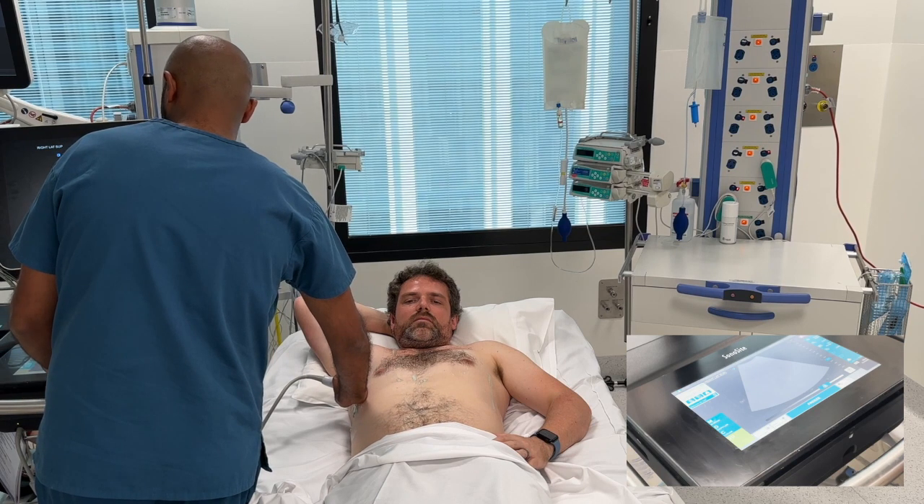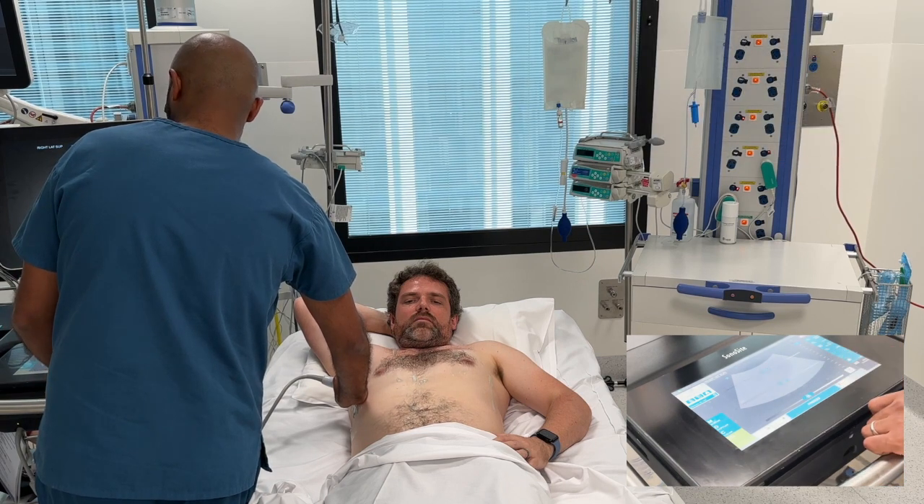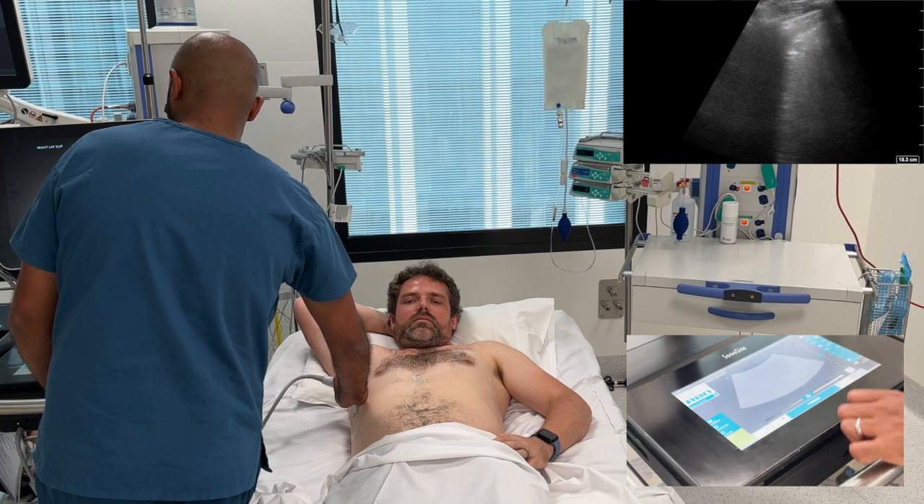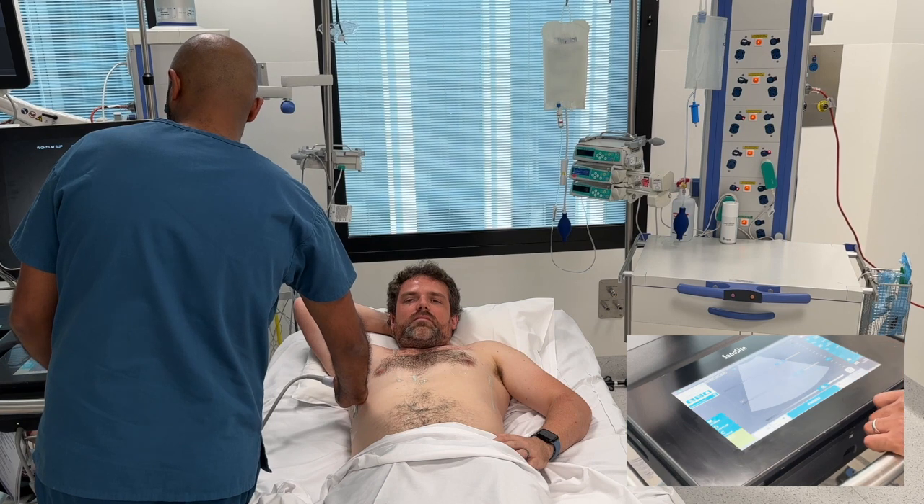Next, we have the right lateral superior area. Similarly, we follow the same system of initially looking at the pleura, checking for pleural sliding and abnormality, and then increasing the depth to look at the lung field.